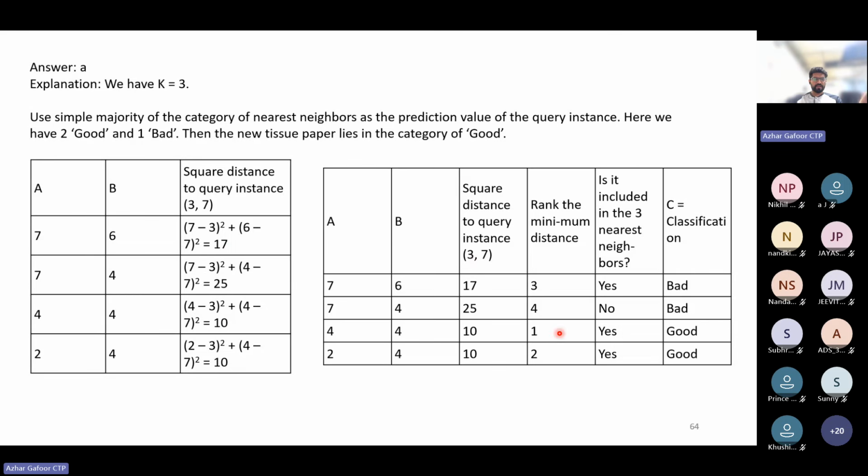Then we have to rank the distance. So here we have 1, 2, 3, 4. And let's see, we have the two goods in the first two ranks, and the third one is bad. Since our K is equal to 3, our majority is good. So we can classify this new tissue paper in the category of good.